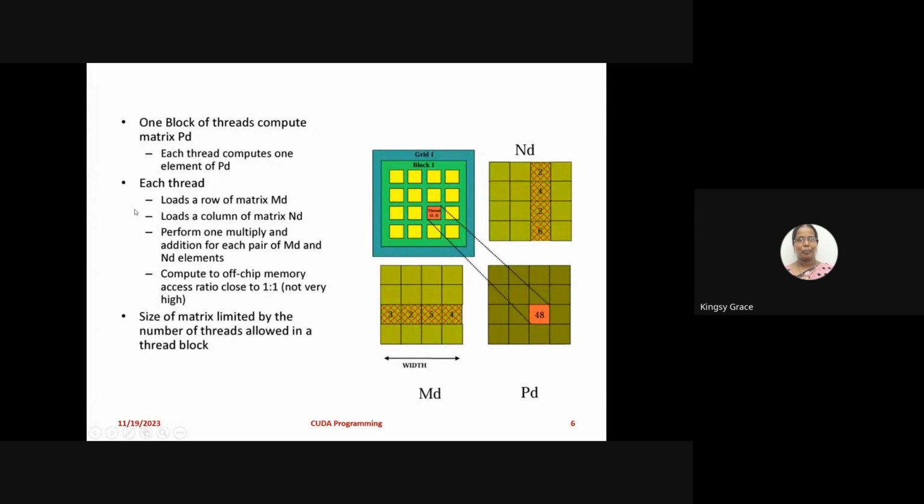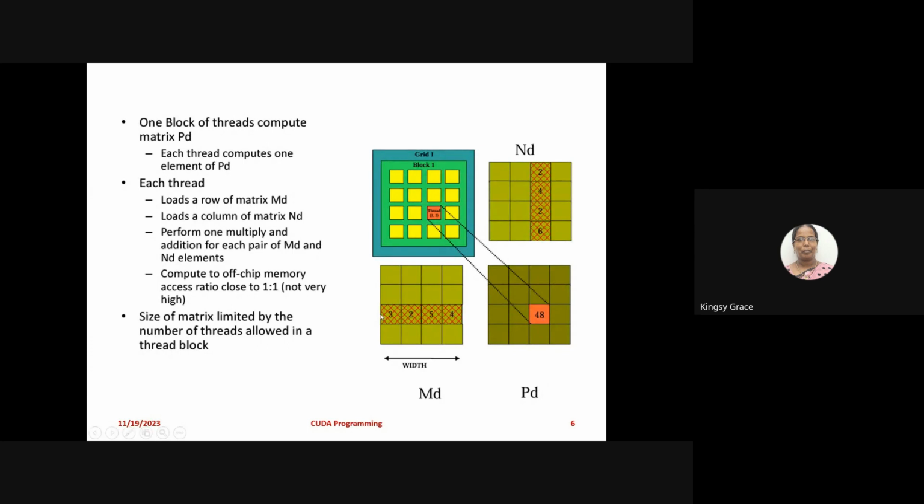Here, each thread will load a new row of matrix MD. Actually, one row is handled by one thread. Here, one column is handled by one thread. Next, it has to multiply 3 into 2, 2 into 4, 5 into 2, and 4 into 6. After that, everything has to be added together. Then it will be stored here in the product matrix.